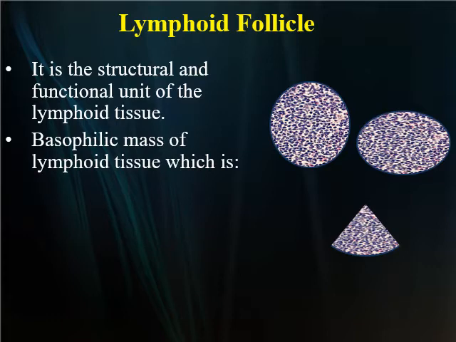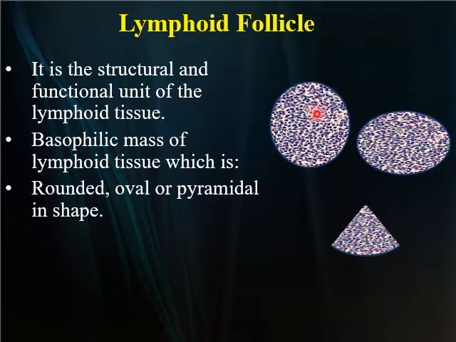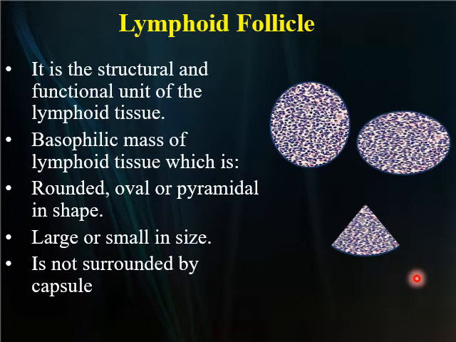It is a basophilic mass. Basophilic means it is blue in color. It may be rounded, oval, or pyramidal. It may also be large or small. It is not surrounded by a capsule. Capsule means a covering of reticular fibers.